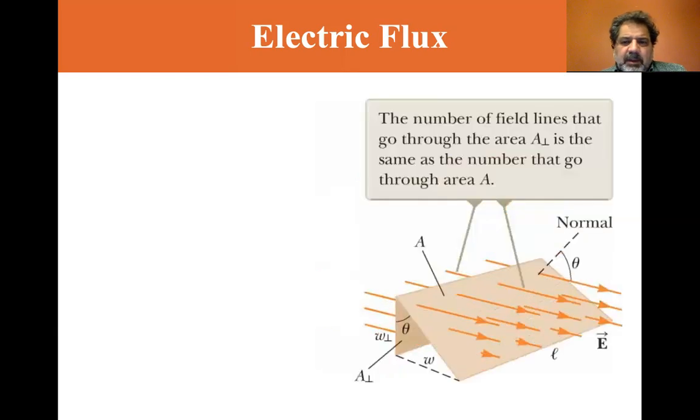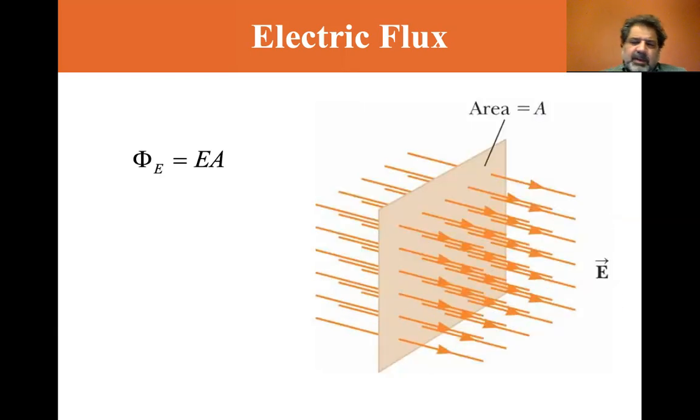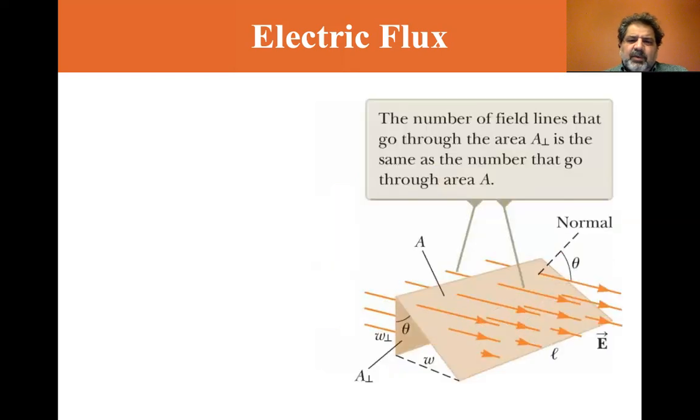So right here, you can see all of the electric field lines are perpendicular to the area they're crossing. But what if we have an area that is not perpendicular? The number of field lines that go through the area A is the same as the number that go through the perpendicular area, that little perpendicular part down here, W perpendicular.